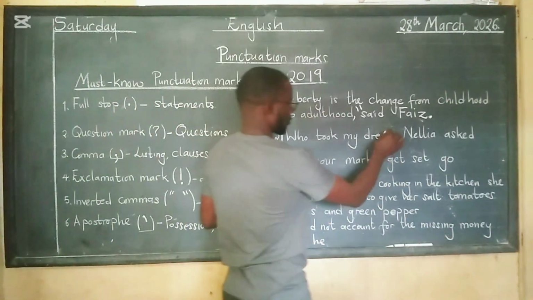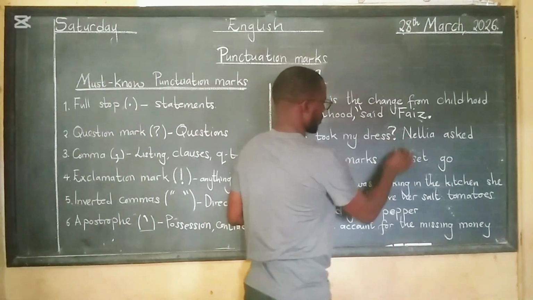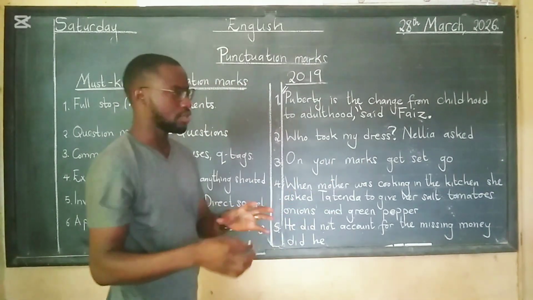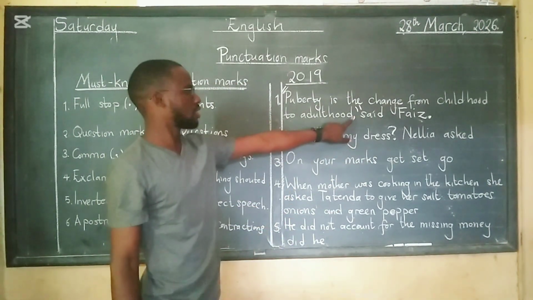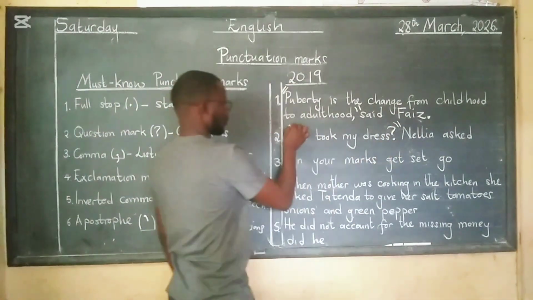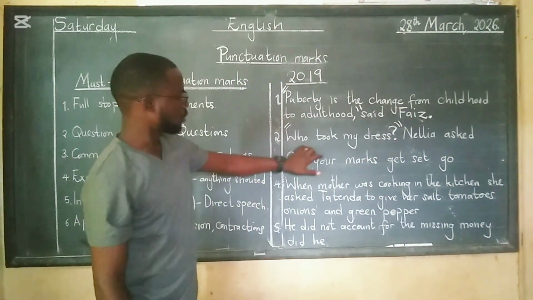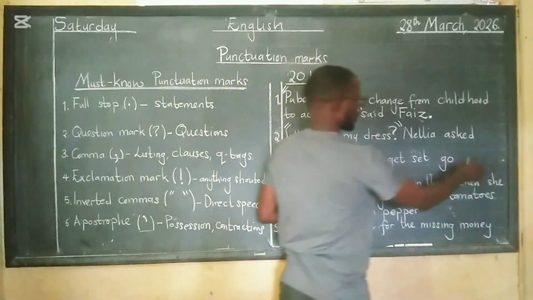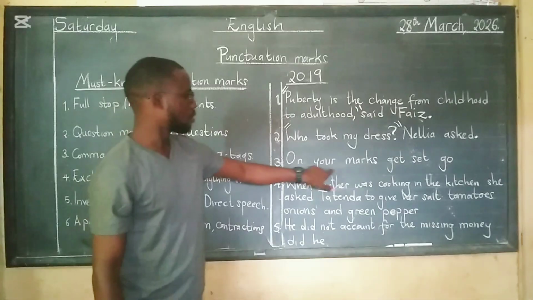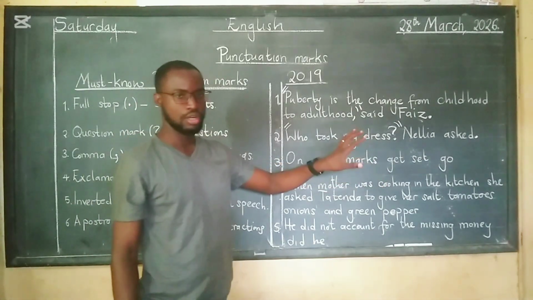So first of all, we punctuate with a question mark because this is a question, "Who took my dress?" If it's just a statement, we only put a comma, then close it off like that. So "Who took my dress?" Nelia asked. Stop.